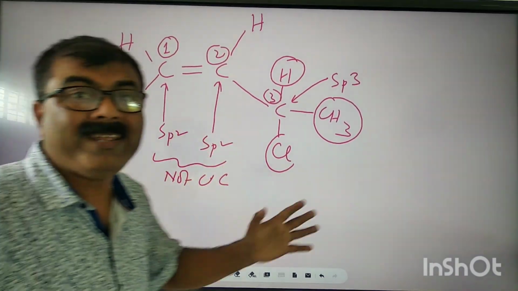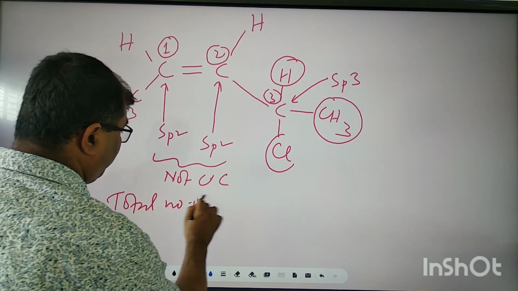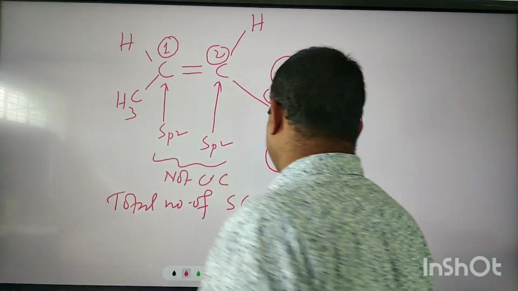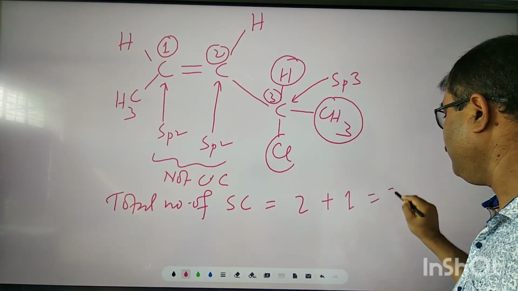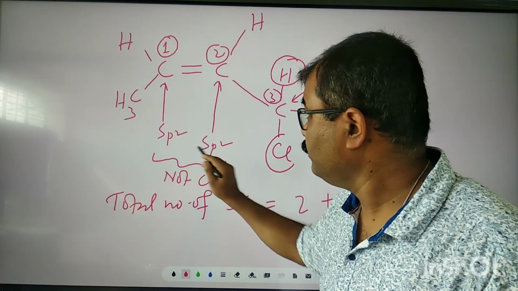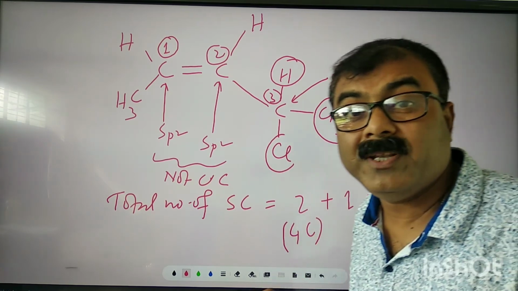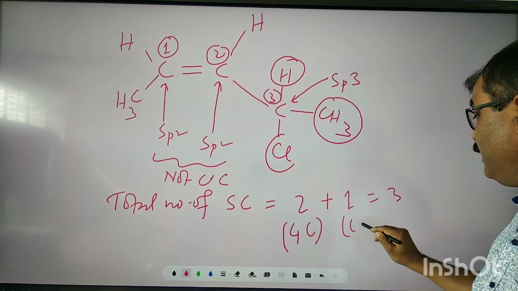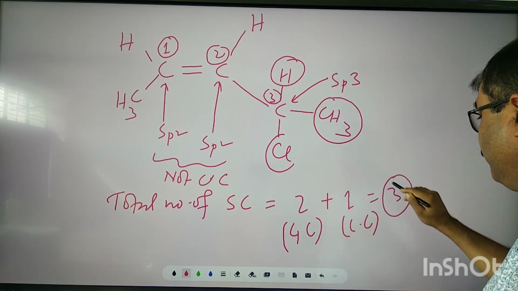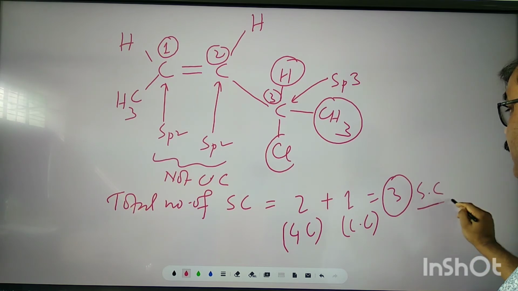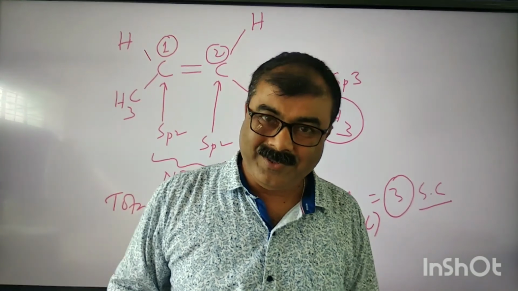So, in total, how many stereo centers are here? The total number of stereo centers is 2 here plus 1 here, equal to 3. These two stereo centers are GCs, geometrical centers, and this is a chiral center. So 2 geometrical centers plus 1 chiral center, total 3 stereo centers. My dear students, hope you have understood.